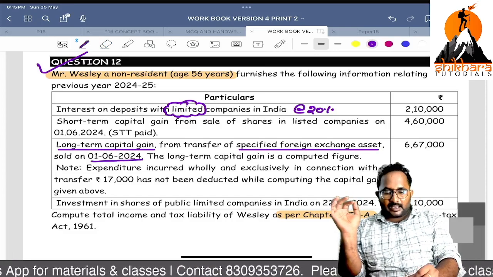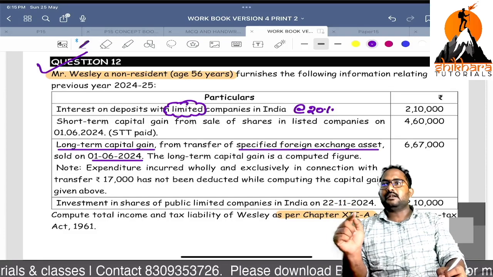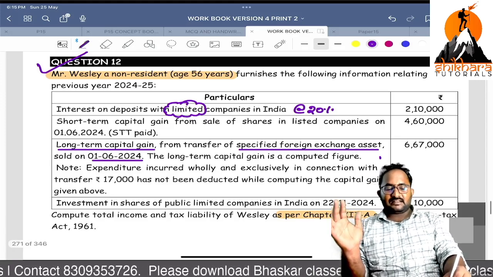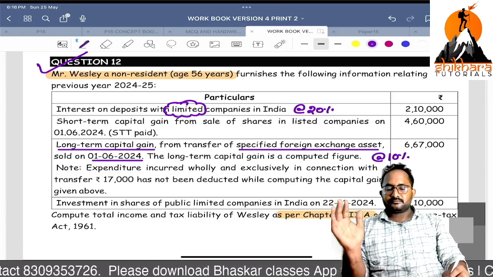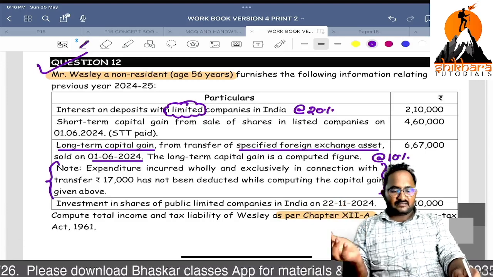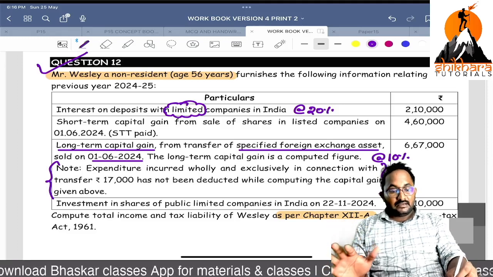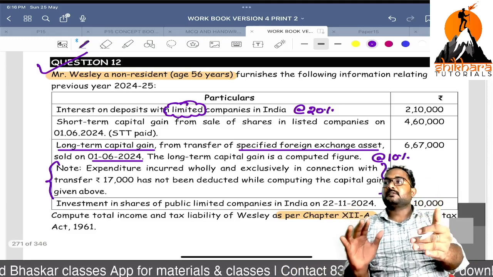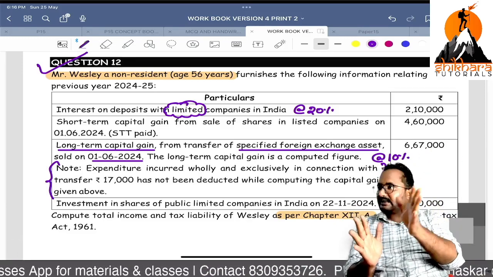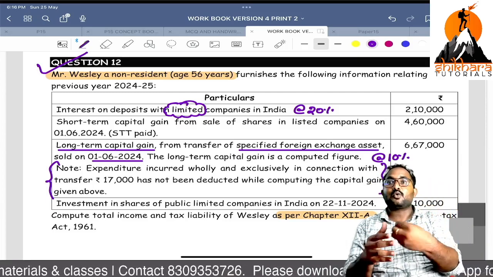So that is a long-term capital gain. The transfer date given is before 23/7/2024. So what is the rate we can apply, ma? 10%. Can we take this expenditure as a deduction? Yes. Expenditure wholly incurred, that means we can take it as a deduction. It isn't taxable. But for the remaining incomes, what is the rate of tax we have to apply? Normal tax rate.